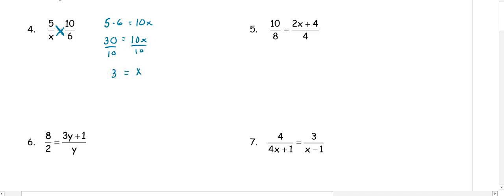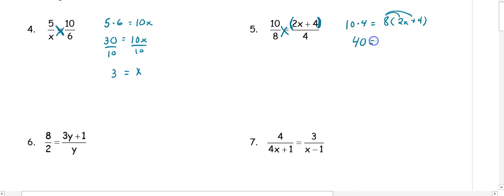In number 5, we have to be careful because of this x plus 4. Anytime you see an operation in your numerator or denominator, make sure to put parentheses around it to remember that it's all grouped together so that we distribute correctly. So when I start to cross multiply, I have 10 times 4 on one side, and on the other side I have 8 times (2x plus 4). It's important to put in the parentheses because I need to know that the 8 multiplies with both terms.